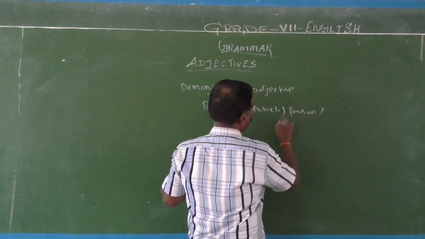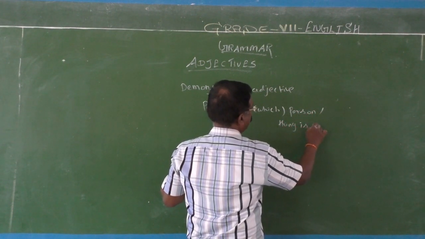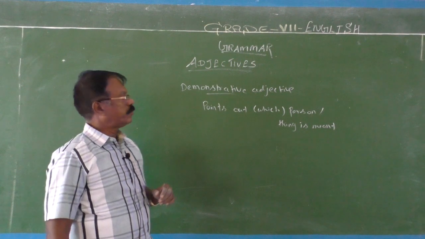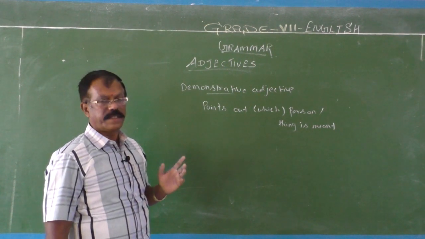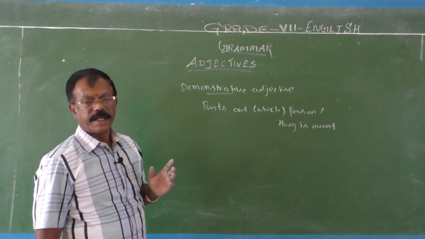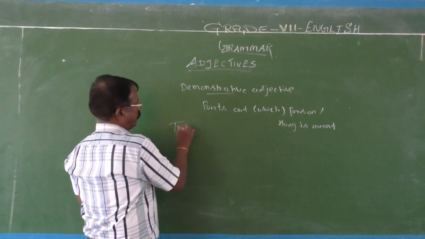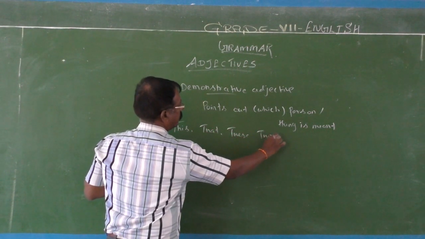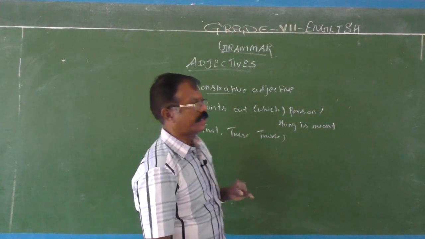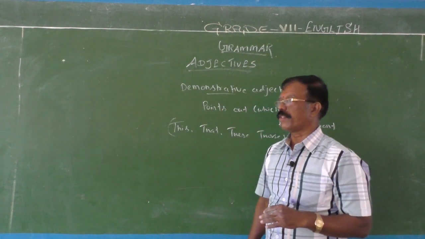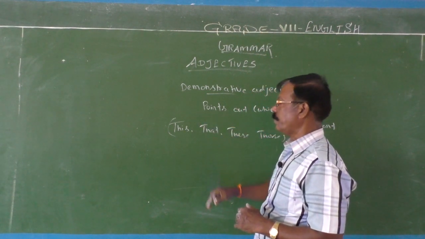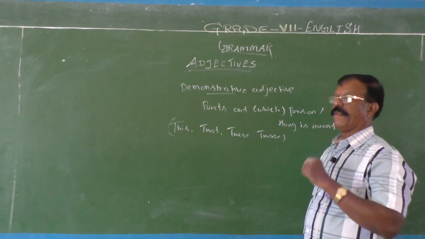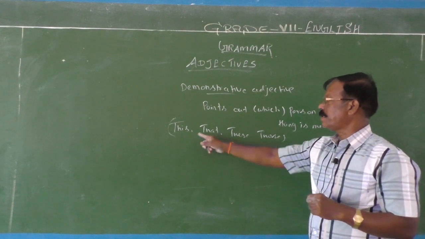Which person or thing is meant. They just point out which person or thing is meant, so they are called demonstrative adjectives: this, that, these and those. They are called demonstrative adjectives because they point out which person, which place, which thing is meant.